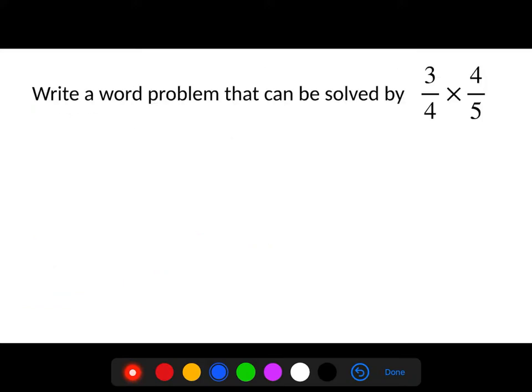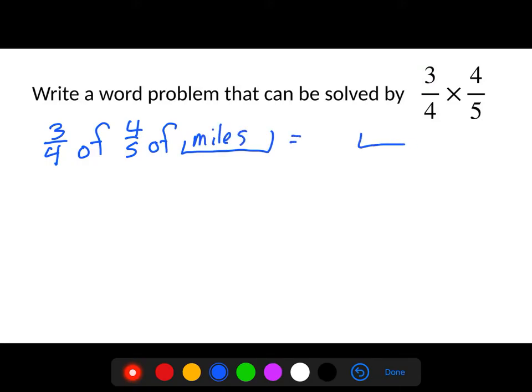Next, we're going to write a story problem given fraction multiplication. So I'll start with 3/4 of 4/5 of, and I need to pick a unit. Last time I had an area unit, and this time I'm going to go with linear. I'm going to go with miles. As soon as I pick my unit, I know that my answer will have the same unit. So these will be referencing the same original whole, and I'll just need to know how many miles.